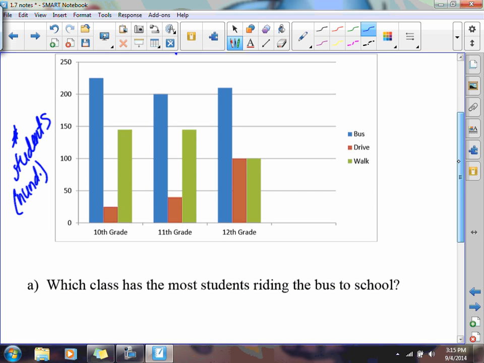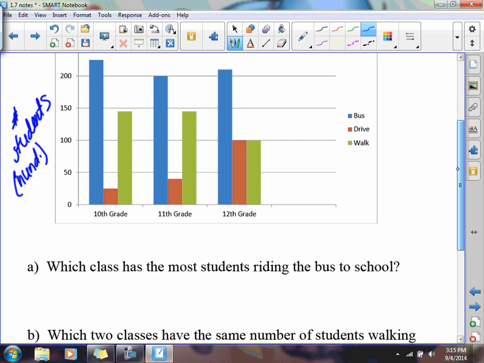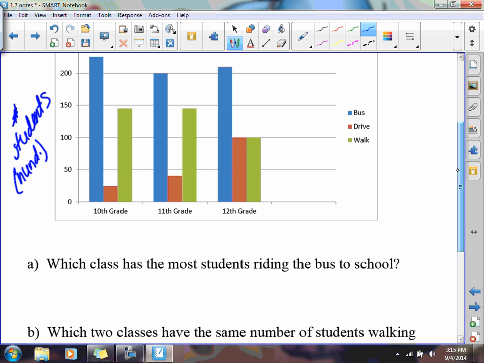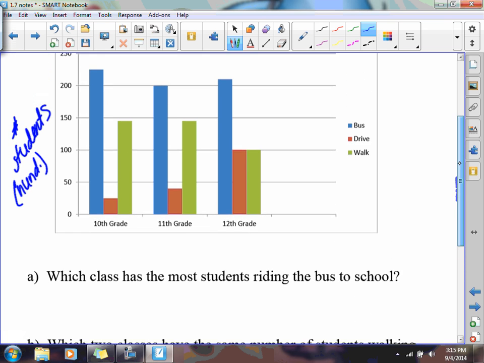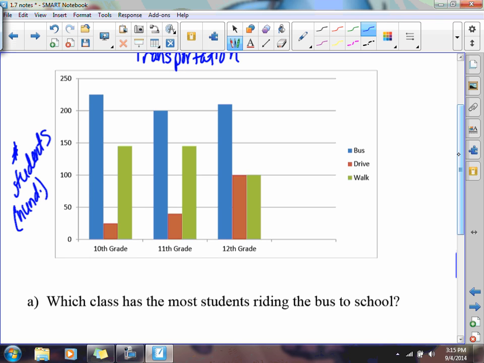So looking at this graph, we can hopefully answer these questions. We have A, B, and C. A says, which class has the most students riding the bus to school? So the bus is the blue. So we want to look at the bars that are blue and figure out which one is the most, which one is the tallest. And it looks like right here, 10th grade. This one is clearly the tallest. It's taller than the rest.